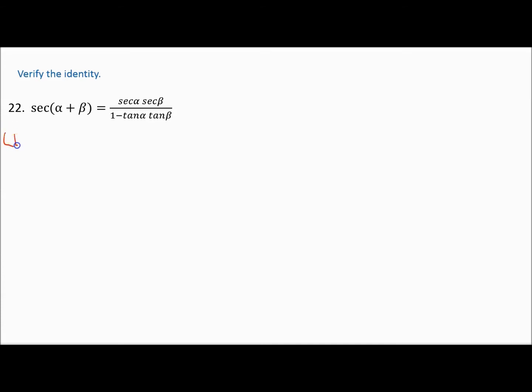So here we go. Let's start with the left-hand side, which is secant of alpha plus beta. Now I'm going to rewrite that as 1 over the cosine of alpha plus beta. Again, why? Because I don't have a formula for secant of alpha plus beta. I have a formula for cosine of alpha plus beta. All right, so my explanation there is reciprocal.